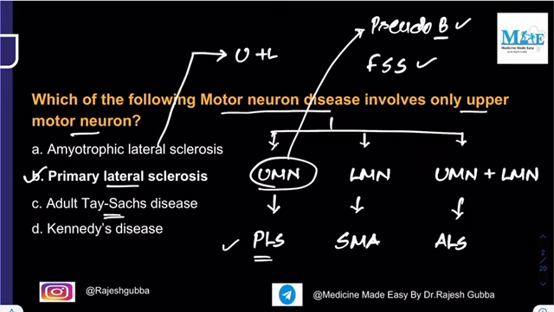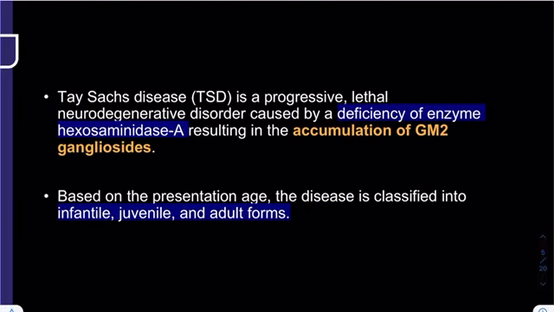Whereas what exactly is Tay-Sachs disease? Tay-Sachs disease is due to an enzyme deficiency. The enzyme which is deficient is hexosaminidase A, and because of the deficiency of this enzyme, there is accumulation of GM2 gangliosides. That is the abnormality that you will have in Tay-Sachs. Depending upon the age, we classify Tay-Sachs into infantile form, juvenile form, and the adult form. So these are the three forms of Tay-Sachs.